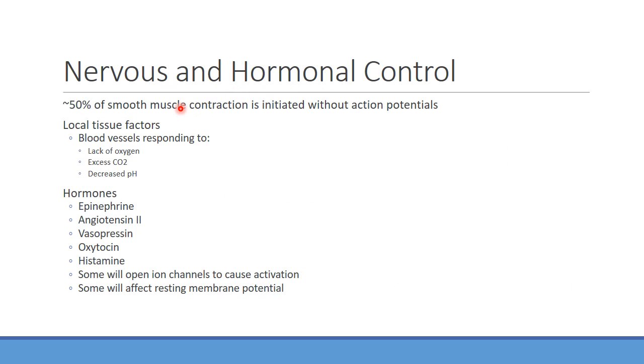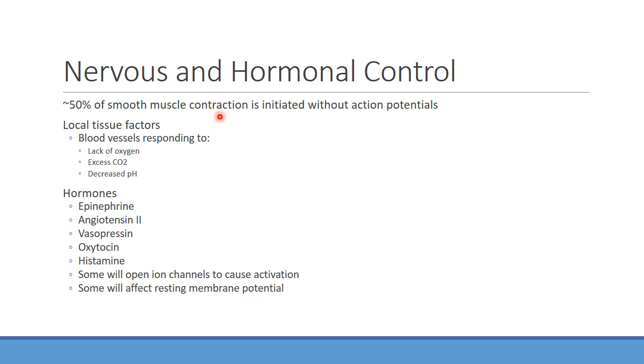So again, you can find that, especially with hormonal control, about 50% of smooth muscle contraction is initiated without any action potential affecting it, which is good. And you guys remember back on the autonomic control, how things like acetylcholine would affect potassium channels, which affected the resting membrane potential. So in some cases, you're going to find that these are affecting the resting membrane state rather than specifically causing activation of contraction.